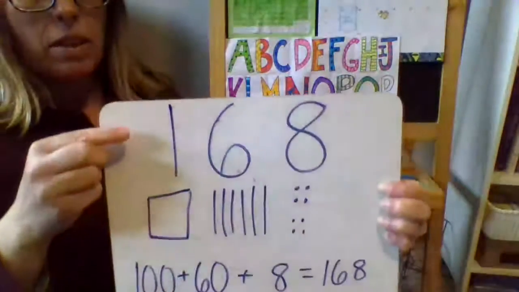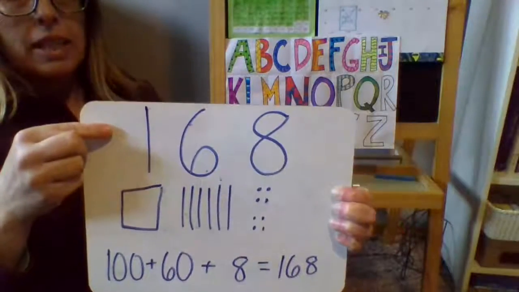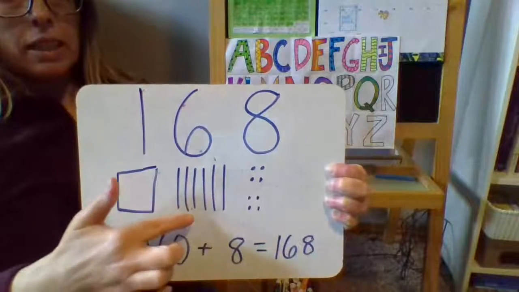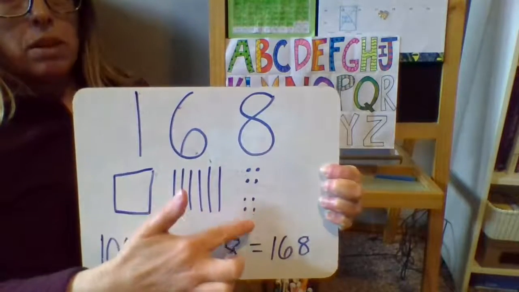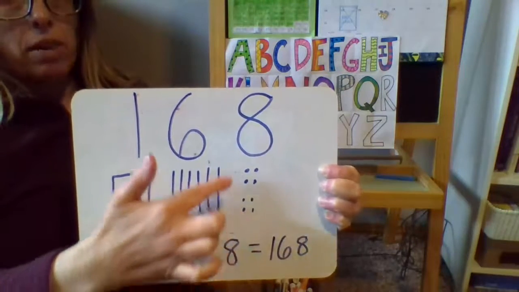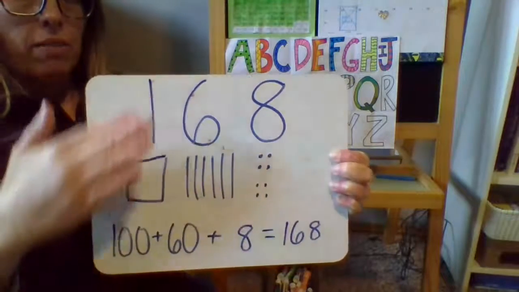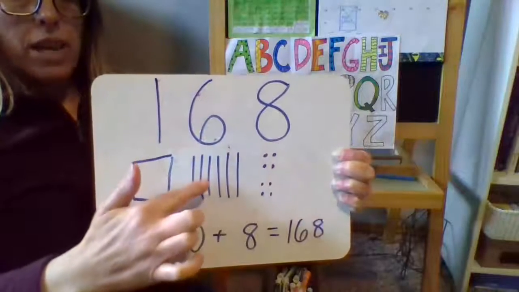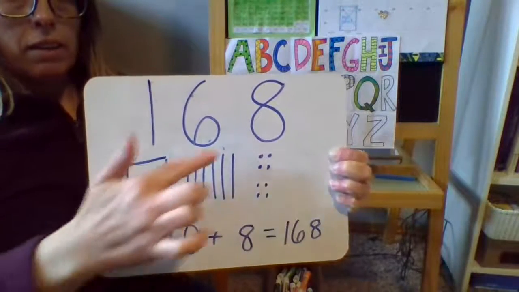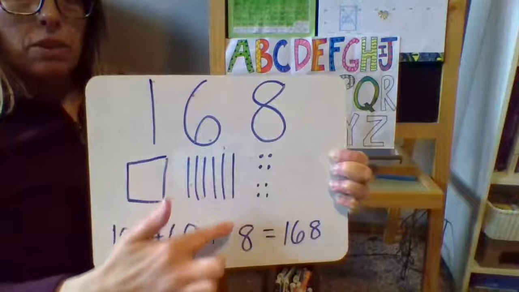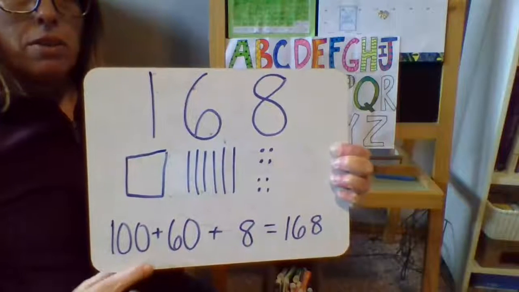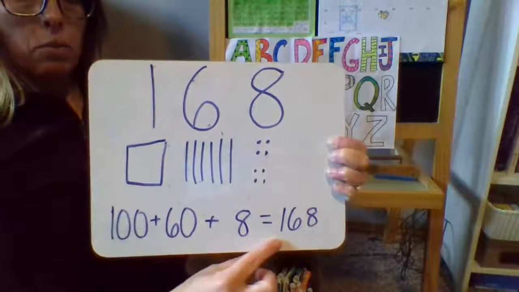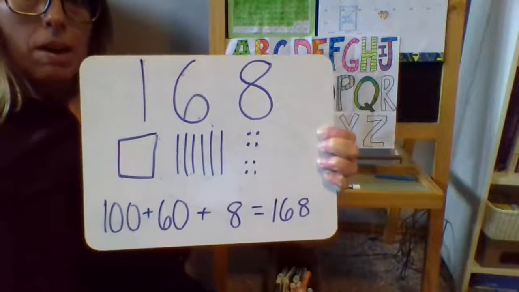Here we go. Here's how you write it. 168. 100s block. 6 10s. 8 1s. And I've represented 8 as 4 and 4. Okay, now the value of this is 100, plus the value of this, which is 60, plus the value of the 1s blocks, which is 8. So 100 plus 60 plus 8 equals 168. That's how you put it all together.